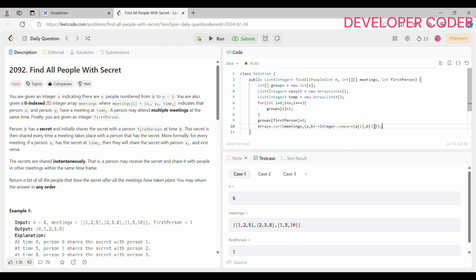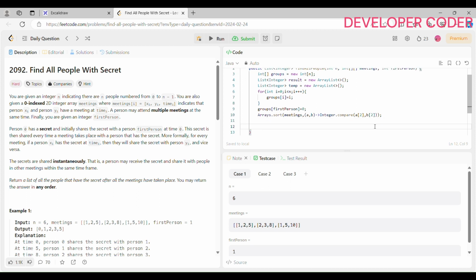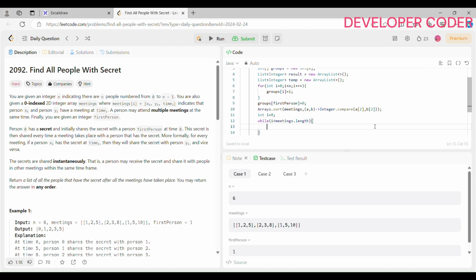Okay, so now we are going to process the meetings. This is done. Now let's process the meetings. Initially, int i initialized as 0. Now the while loop is going to run until i is less than meetings dot length, so we cover all the meetings. Inside the while loop, first we are going to get the current time.